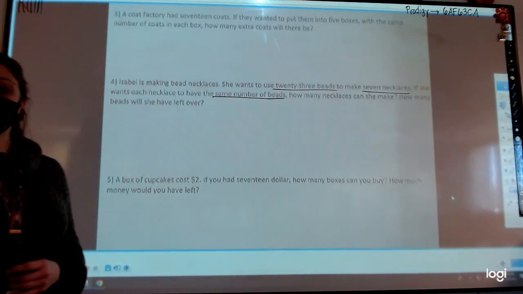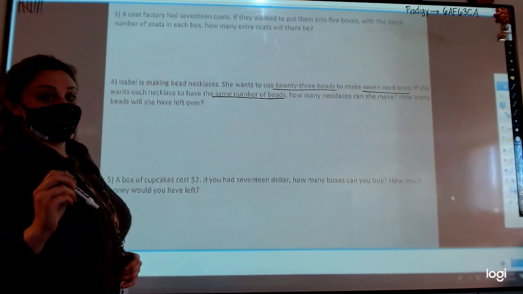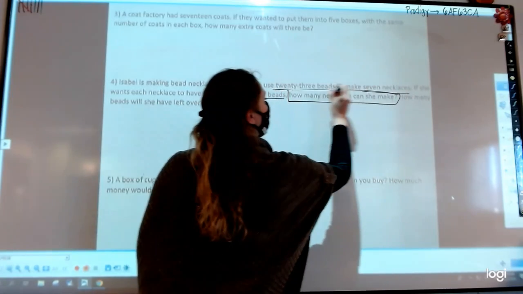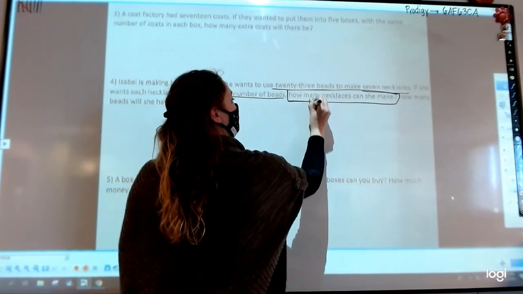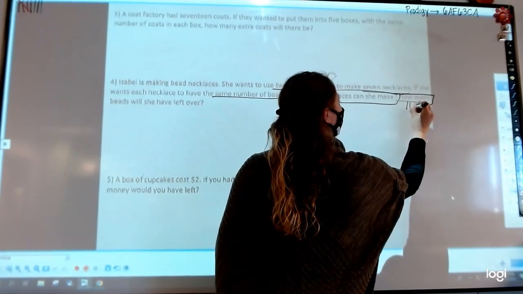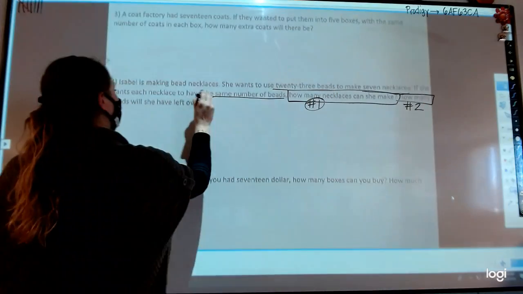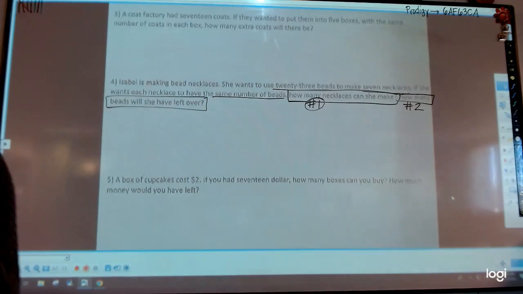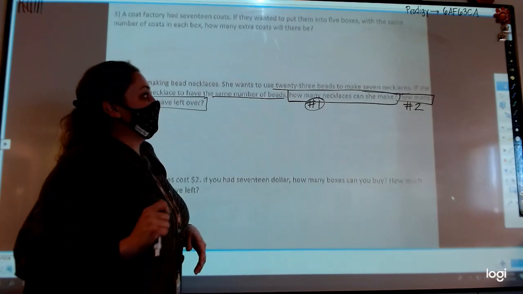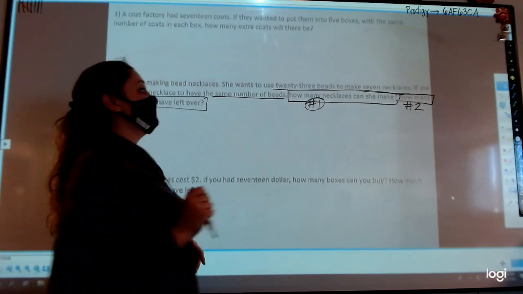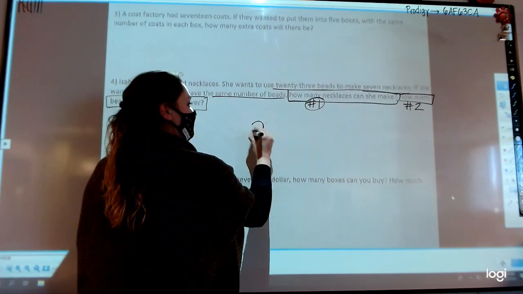Okay, what's our question, Emma? How many necklaces can she make? How many beads will she have left over? All right, so we've got 2 questions again, so I'm going to mark them number 1, number 2. Okay, so we're going to answer the first question first, which asks us, how many necklaces can she make? Well, she only has 23 beads, and she wants to make 7 necklaces, okay? So we need to divide 23 beads by 7.